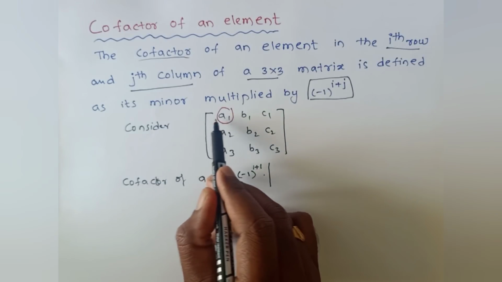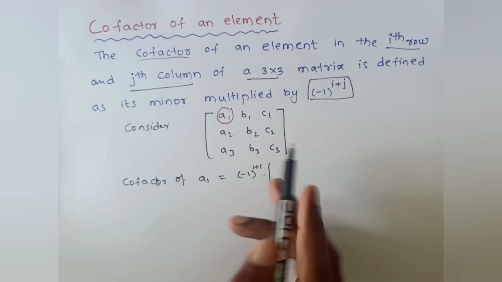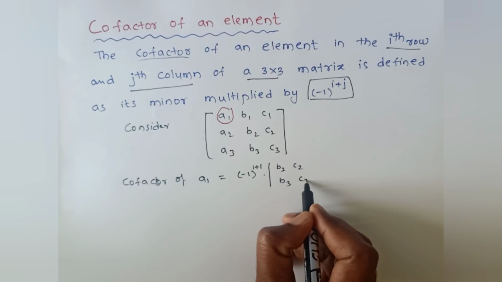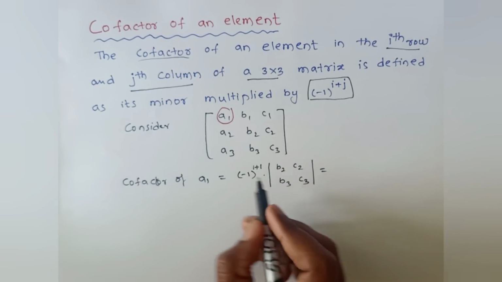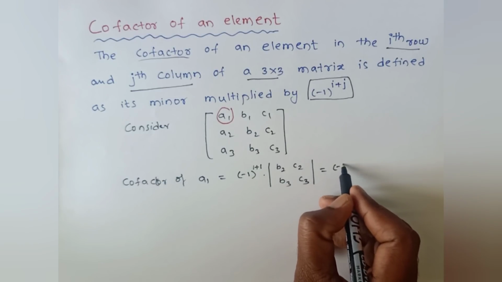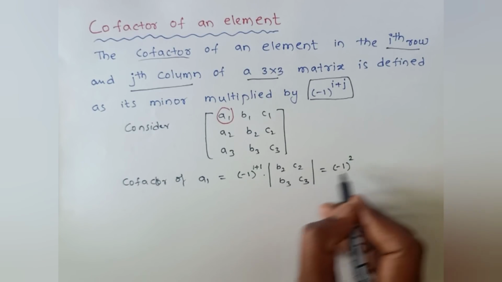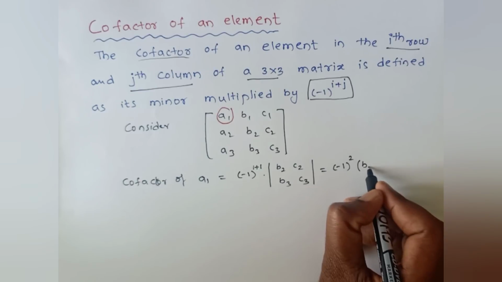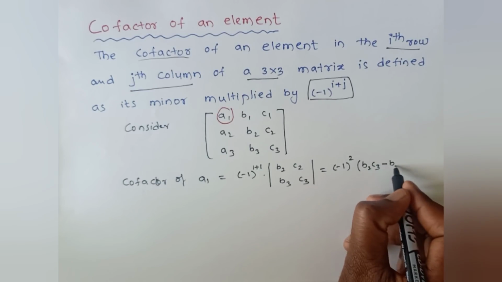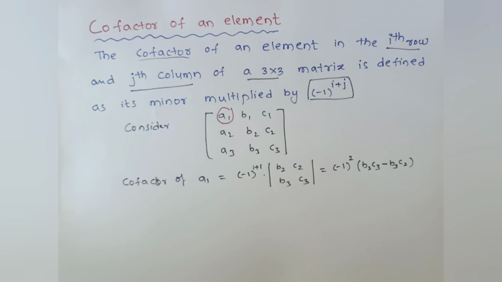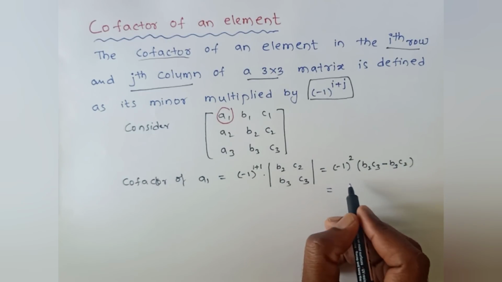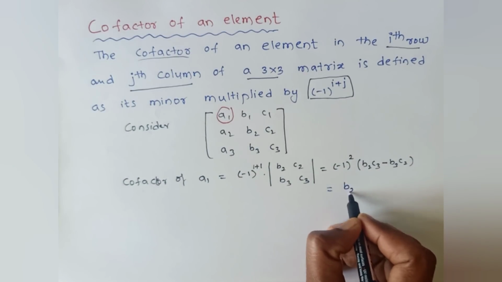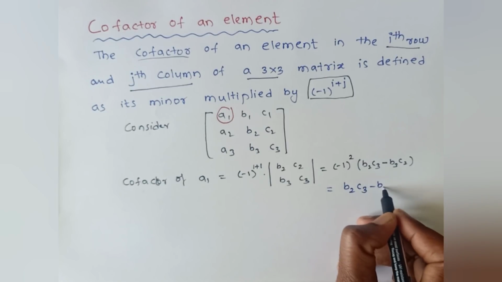You know how to define the minor by deleting the corresponding row and column. It is a 2 by 2 matrix: B2, C2, B3, C3. Now this is equal to minus 1 to the power of 1 plus 1, that is 2, into the 2 by 2 determinant, B2 into C3 minus B3 into C2. So minus 1 to the power of 2 means minus 1 squared is positive. So finally this value is B2 C3 minus B3 C2.